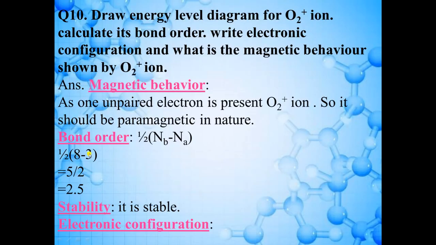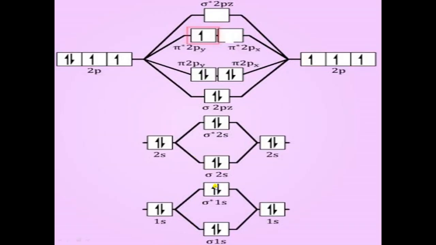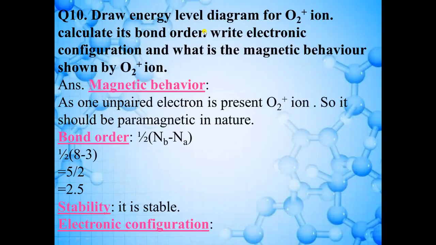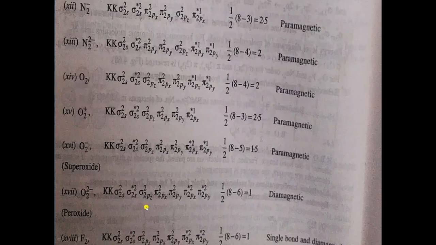So 1 by 2, 8 minus 3, because the total number of bonding electrons is 1, 2, 3, 4, 5, 6, 7, 8, 9, 10. But we will not consider the 1s orbital, right? Because they are not valence electrons. So you have to count electrons from 2s: 1, 2, 3, 4, 5, 6, 7, 8, minus the number of antibonding electrons, 1, 2, 3. So 8 minus 3. So its bond order is 2.5. It is stable and the electronic configuration is this one.